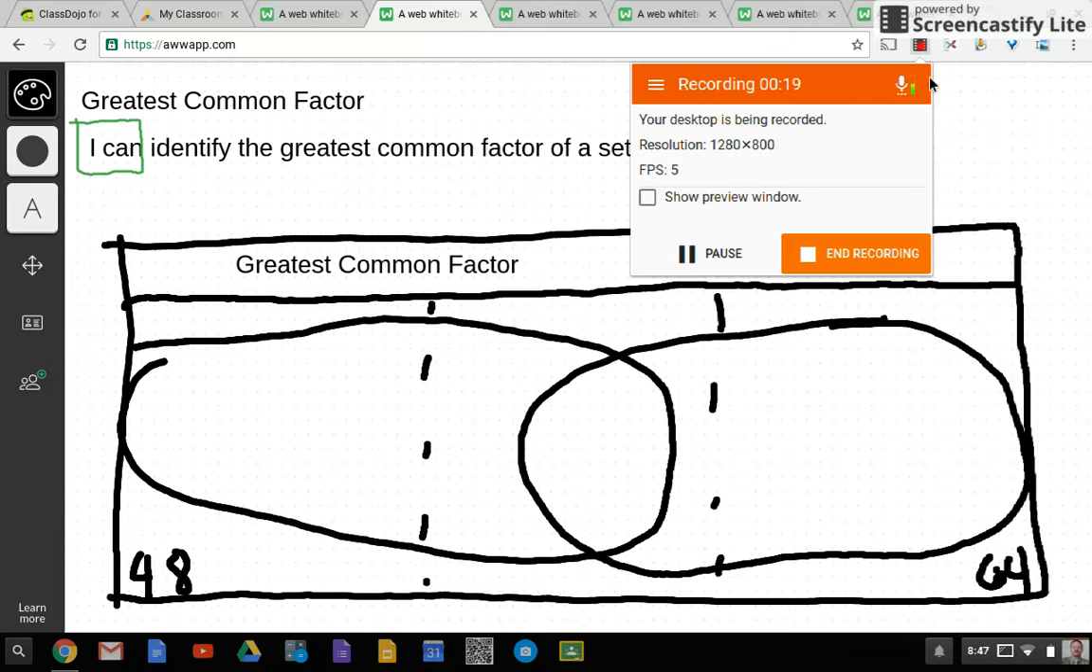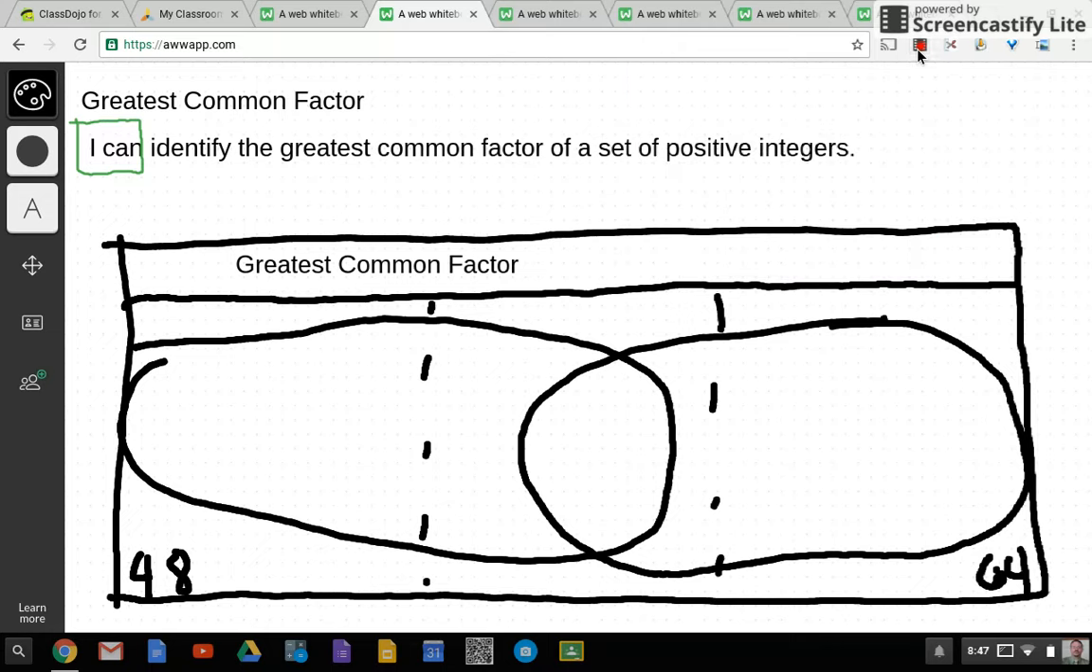Okay, not sure how much of that you caught. I pressed pause because I had a little interruption, but here we go.